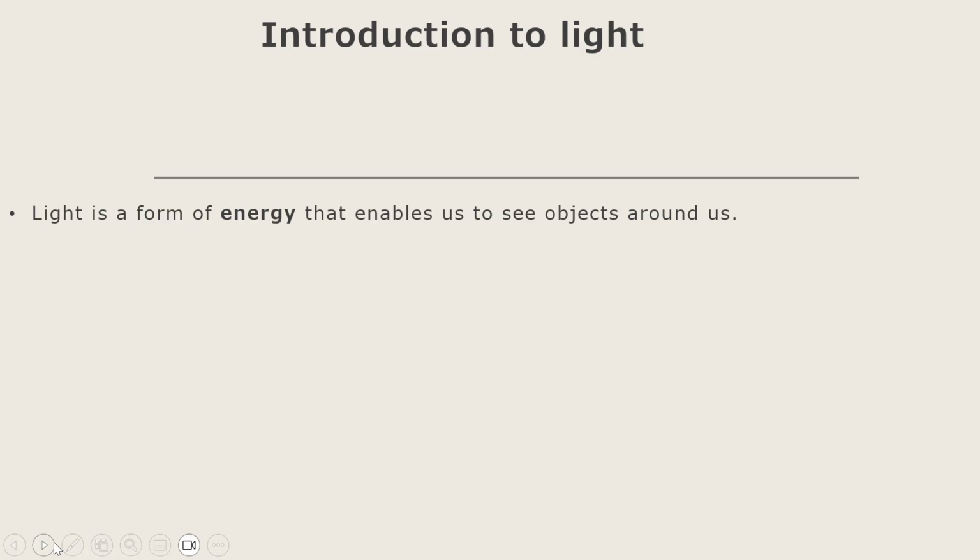As we all know, light is a form of energy that enables us to see objects around us. We cannot imagine a world without light, right? It is very important to have light to see objects around us. The main source of light is the sun. We all know that the sun is the main source of light.